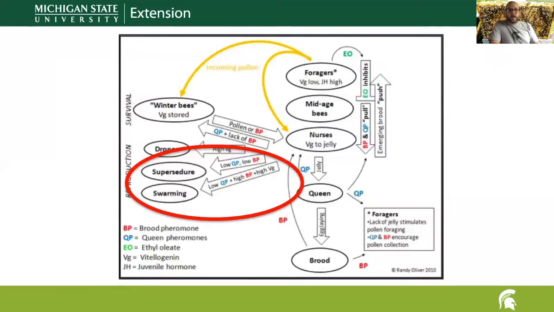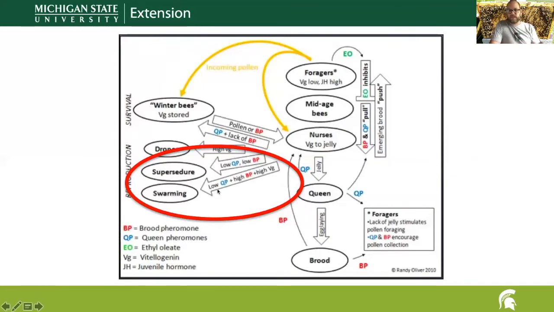And I want to draw your attention to this diagram just to highlight this. This is a diagram from Randy Oliver. And what we can see here, and let me get my cursor here, is the chemical compounds that are being affected by these crowded conditions that are responsible for swarm impulses in the hive. So here, right in this circle, you see this arrow coming down to swarming.